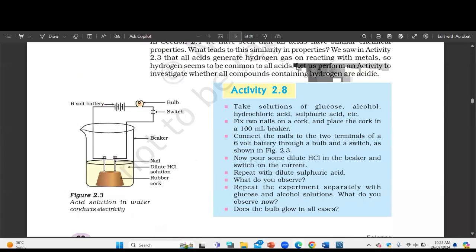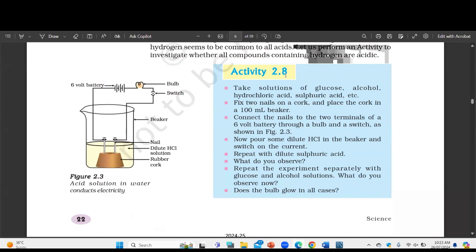So for that, we're going to perform this experiment in activity 2.8, in which we're going to take solutions of glucose, alcohol, hydrochloric acid, and sulfuric acid. As you already know, hydrochloric acid and sulfuric acid are acids, as we have seen before. Now we're going to test if glucose and alcohol can be considered as acids.